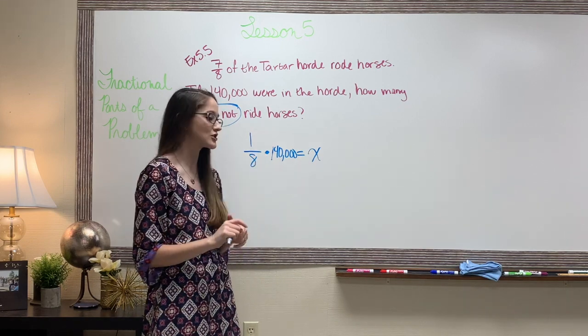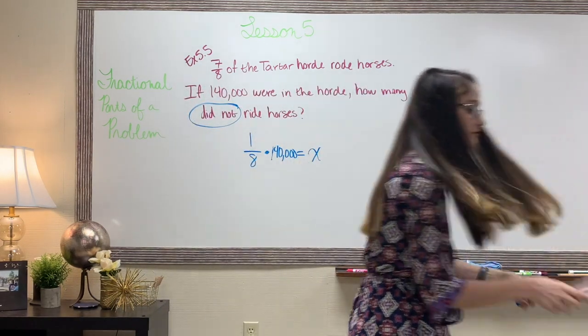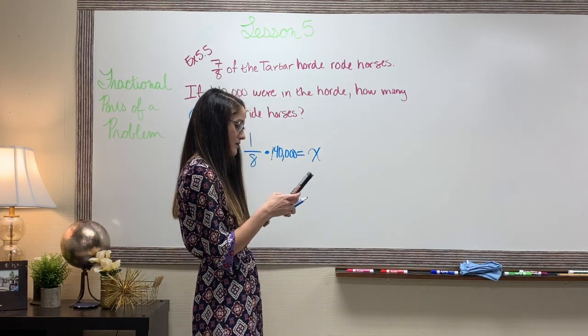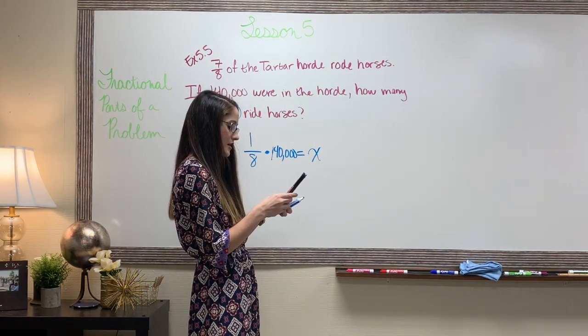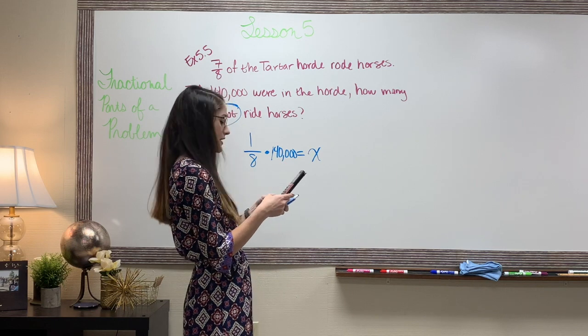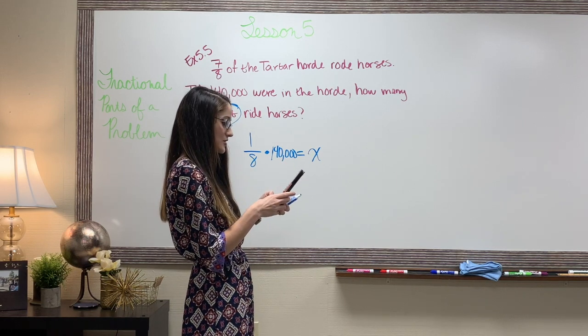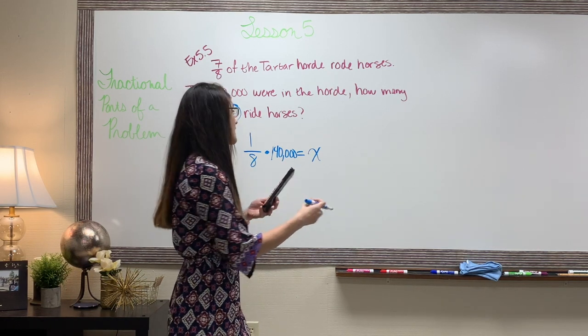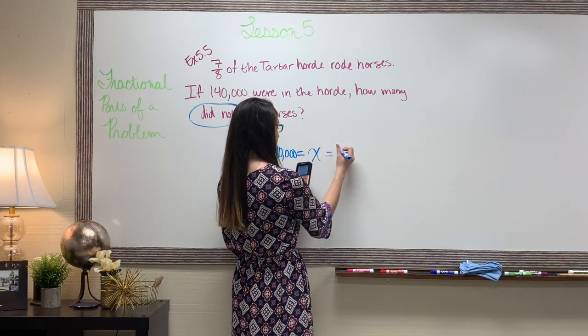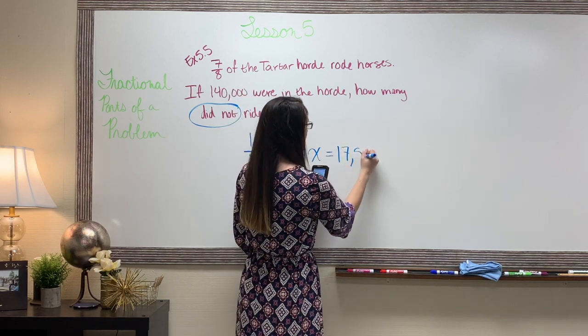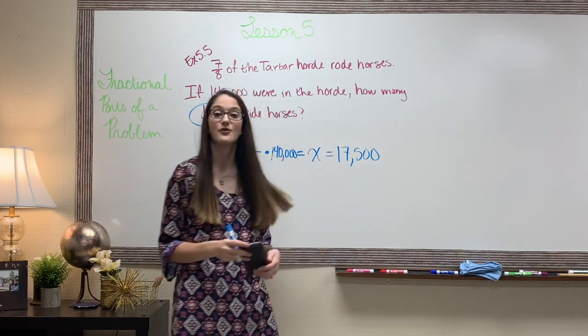And you can plug this into your calculator. Okay, and we have 1/8 times 140,000. Make sure you get the right number of zeros in there. And our answer is 17,500 did not ride a horse.